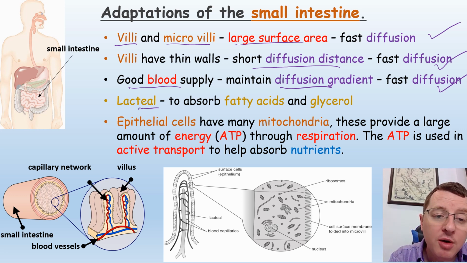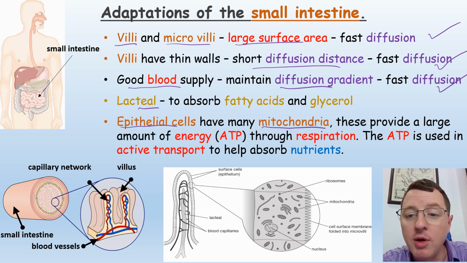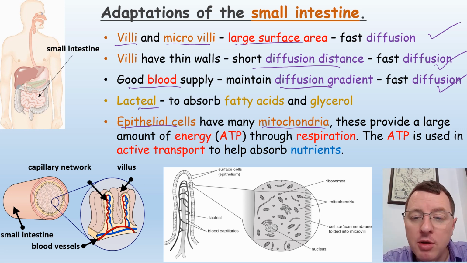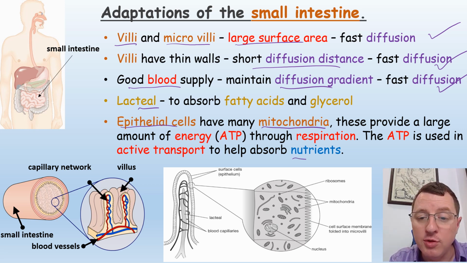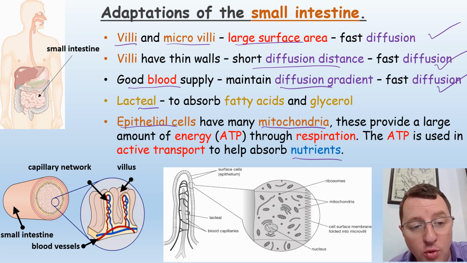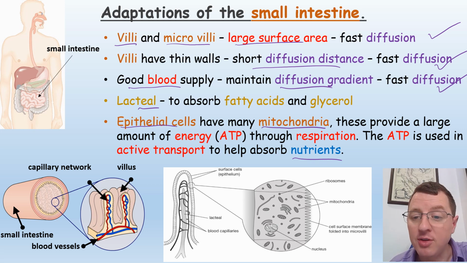The cells that line the villi are known as epithelial cells, and those cells also contain many mitochondria, and these mitochondria will provide a large amount of energy, ATP, because they carry out a large amount of respiration. The ATP can therefore be used in active transport, which will help absorb the nutrients when they are in a very low concentration in the small intestine, so we can absorb absolutely every single nutrient and we don't waste anything.